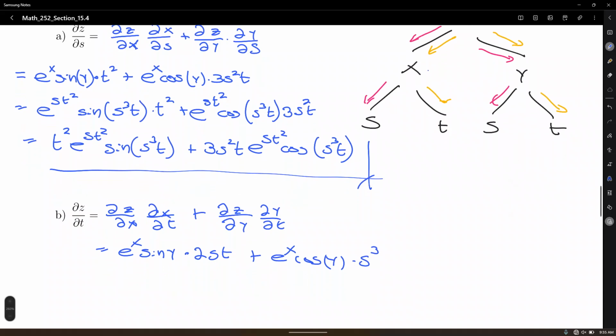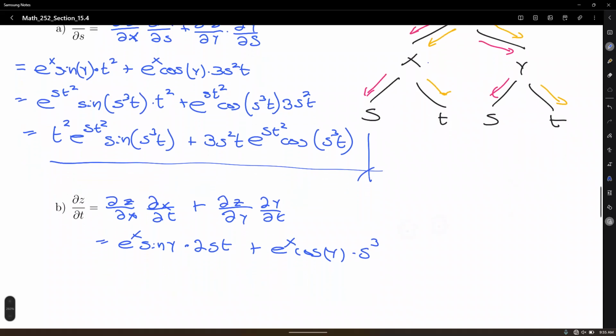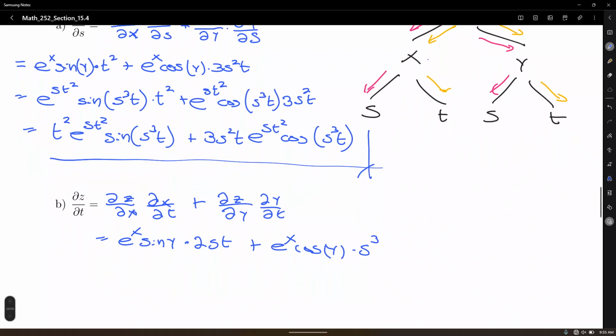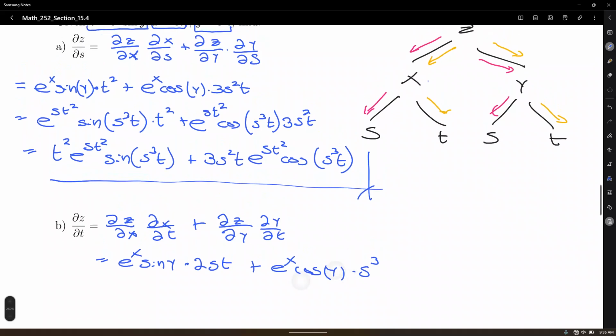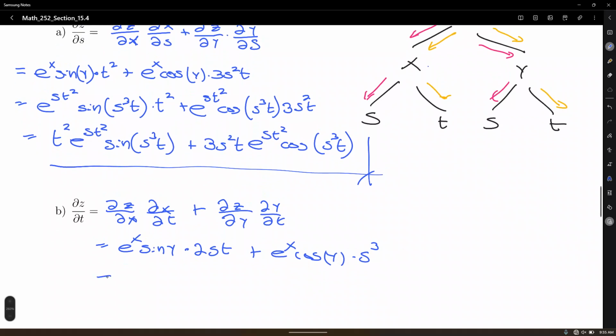Okay, so we're done with the calculus actually. Let's just back substitute every instance of x with the expression st squared, and every instance of y with the expression s cubed t. That way we get a result in terms of s's and t's, that is, in terms of the independent variables.